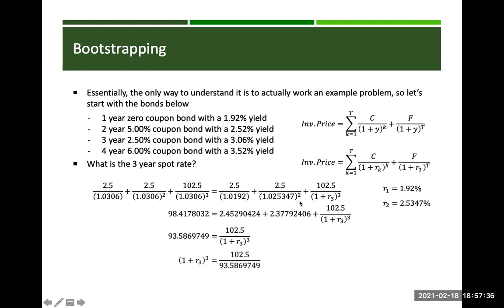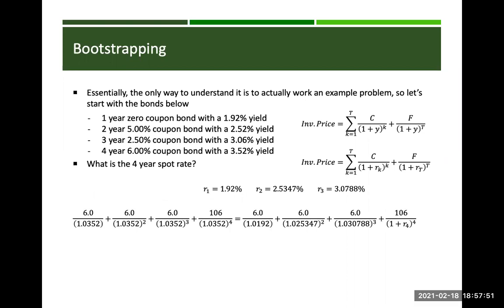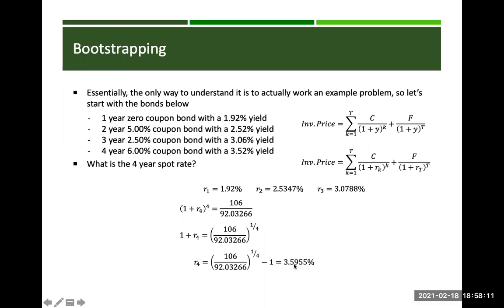It just becomes a giant algebra problem. 3.0788. And we continue to go on forward. What's the 4 year spot rate? Our equation is getting very big. Imagine if we were doing this using semi-annual coupons. It's a lot of work.